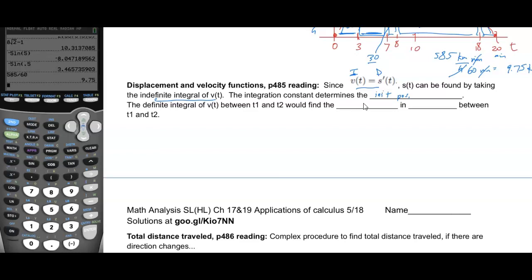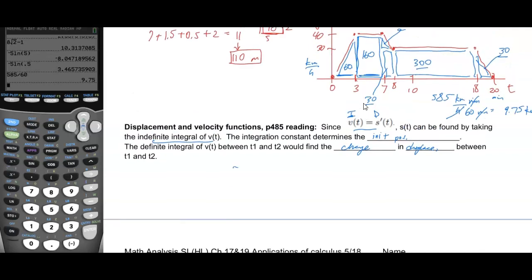Okay. The definite integral of v of t between t1 and t2 would find the change in displacement between t1 and t2. Okay, so how does that work? We would have an integral of v of t. It would be taken between t1 and t2, and if we did this integral, it would tell us how much the displacement changed between those two times.